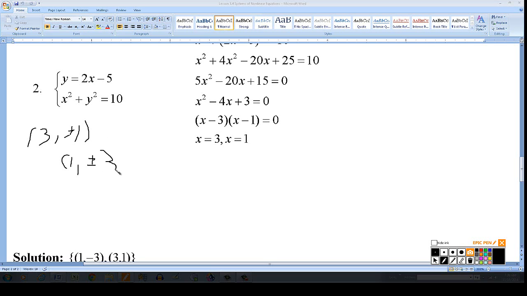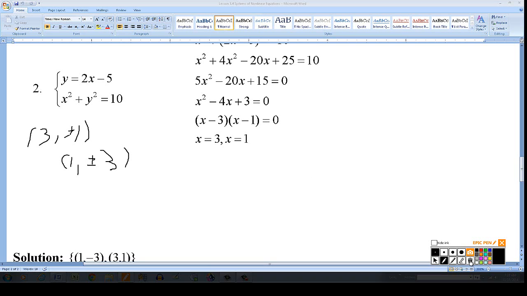Well, the y negative 3 works because you put a 1 there in the first one and I get the negative 3, but I don't get the positive 3. Okay, so always make sure you check your solutions when you plug in. It has to satisfy both equations. In order to satisfy the system, it has to satisfy both.